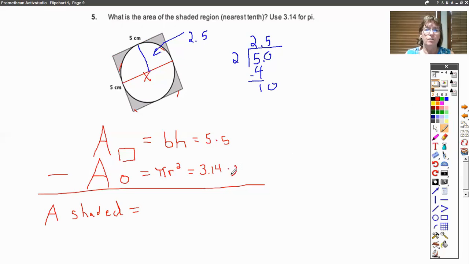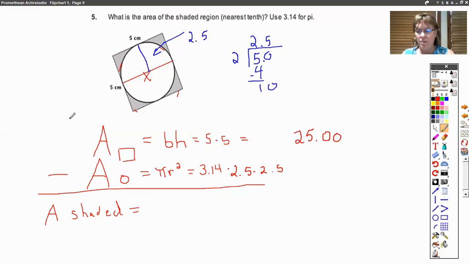It's 3.14 times 2.5 times 2.5. And this one will be 25. And I know that I'm going to have decimals here, so I'm going to go ahead and just write them in right now. And then I have to do this math. Well, 2.5 times 2.5 times 3.14.